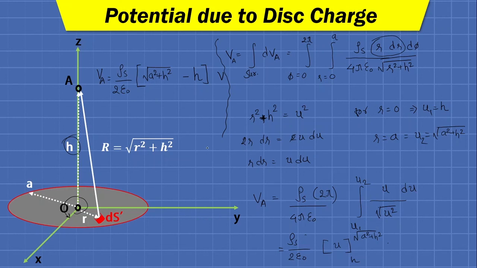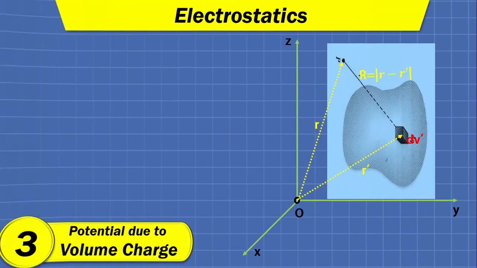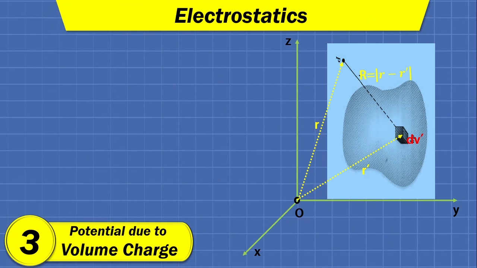Fine. If the point A is over here, then we need not consider this distance. This distance is of no use for us. We need to consider this perpendicular distance from the plane containing the disk. So this is how, with the help of the cylindrical coordinate system, we can determine the formula to find the potential at any point due to a charged disk. Ultimately, a charged disk is an example of surface charge distribution. And the final topic for today: the potential due to volume charge.